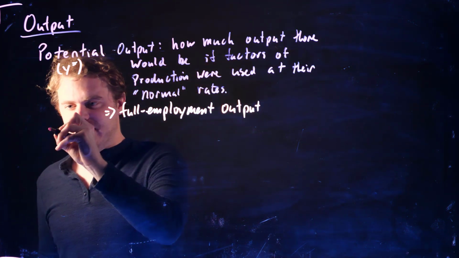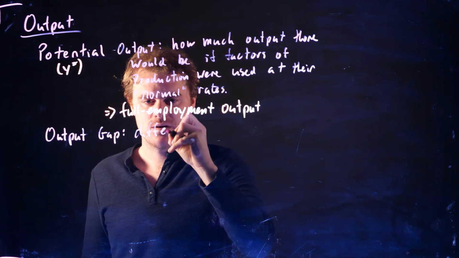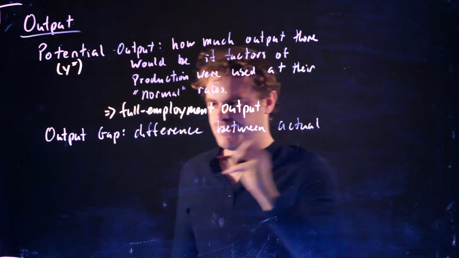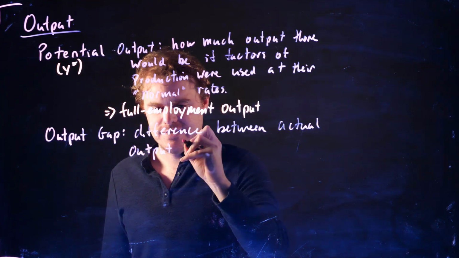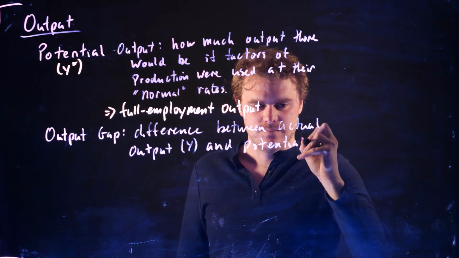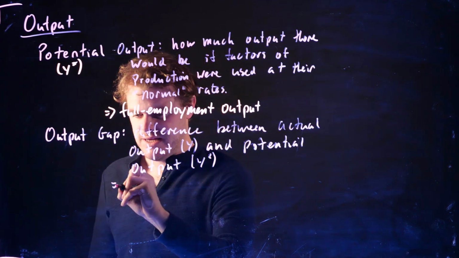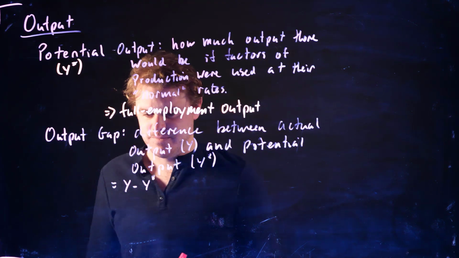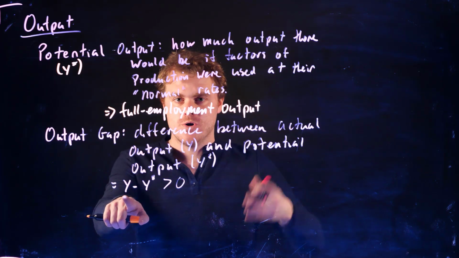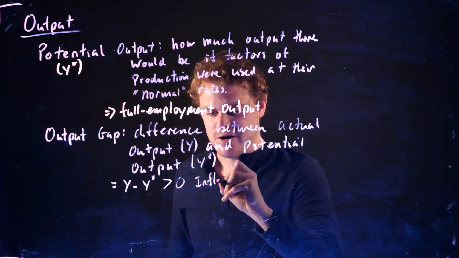And this lets us define the output gap, which is the difference between actual output, which we're going to denote with Y, and potential output, Y star. So it equals Y minus Y star. When this is positive, when actual output or actual GDP is above potential output or potential GDP, we're going to say that there's an inflationary gap.